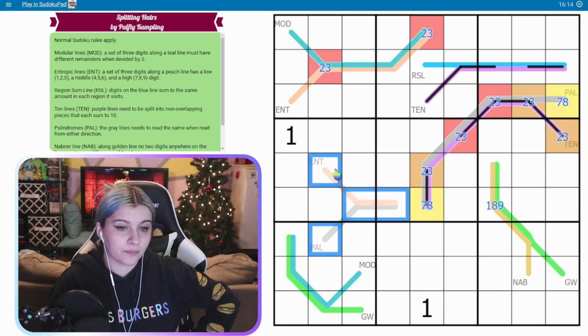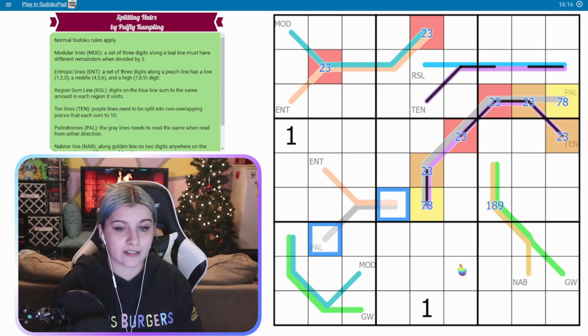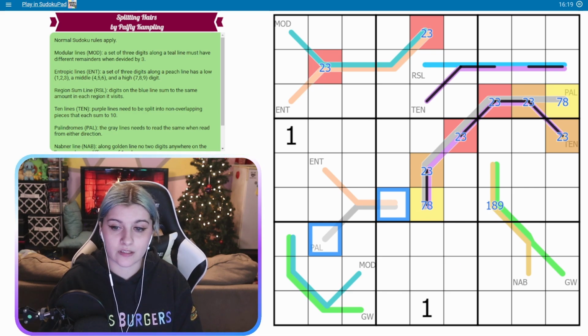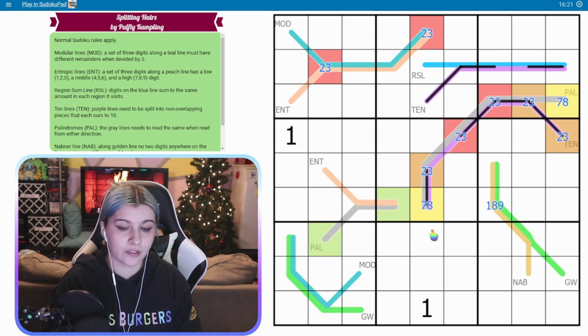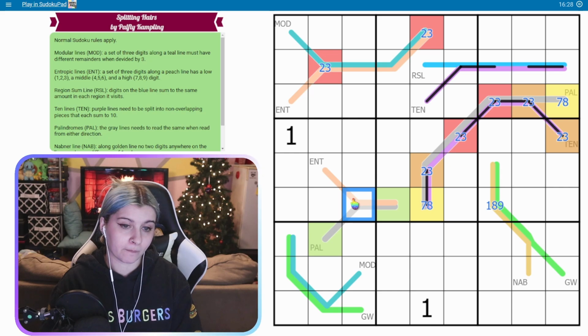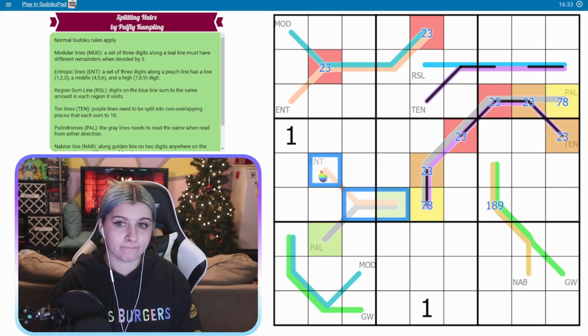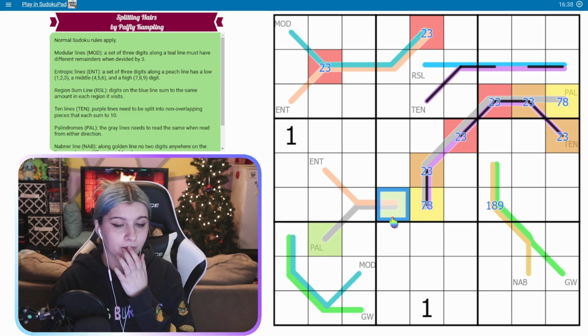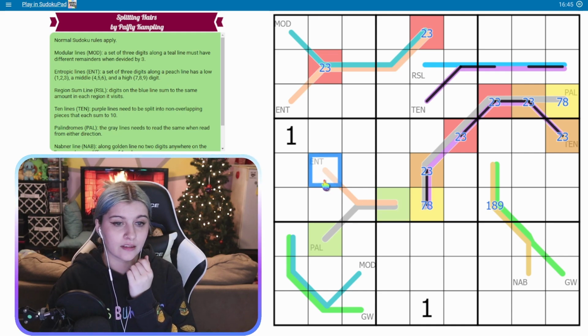Entropic and palindrome. Okay, palindrome, these two cells are going to be the same. They are not red, orange, or yellow, so let's make it something new. Green. There you go. This cannot be green or yellow, but it could be red or orange. Don't know yet. Entropic. One of these is low, one of these is middle, one of these is high. Green can't be 2 or 3, and this can't be 1, 2, or 3. That's interesting.